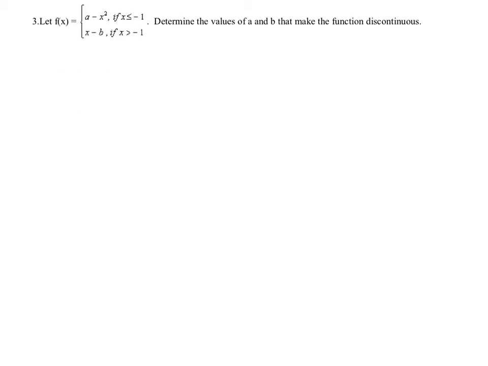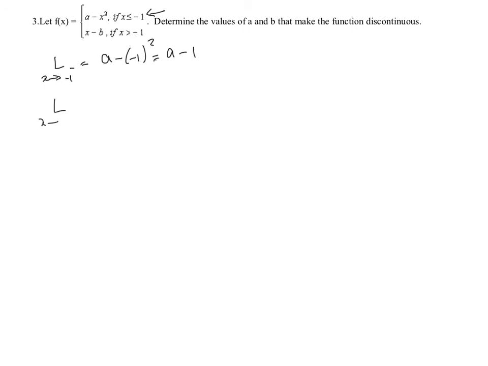The next question says, find the values of a and b that make the function continuous. To solve this problem, I'm going to find a and b that make the function continuous. To be continuous, the critical point is negative 1. So what is the limit of the function when x goes to negative 1 from the left? When x goes to negative 1 from the left, I have to use this function. So this means that the limit is a minus 1 squared, which is a minus 1.